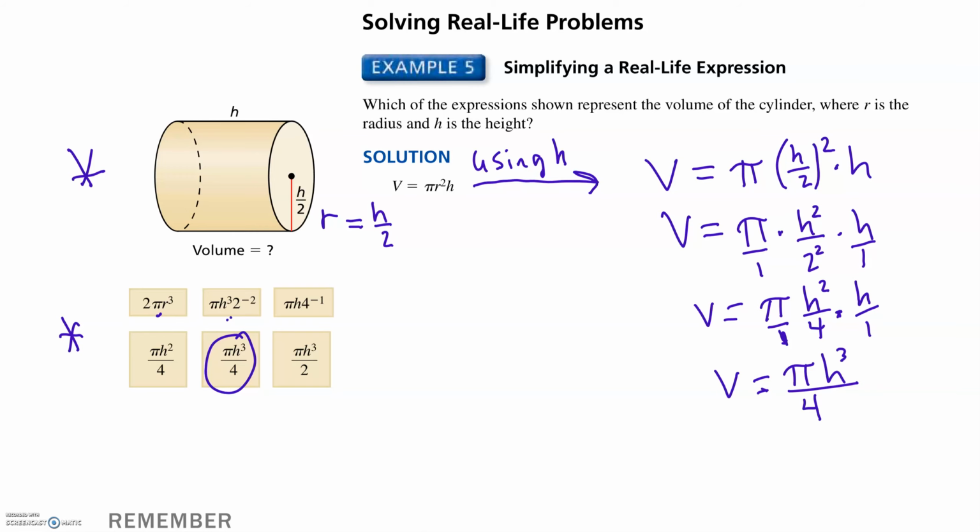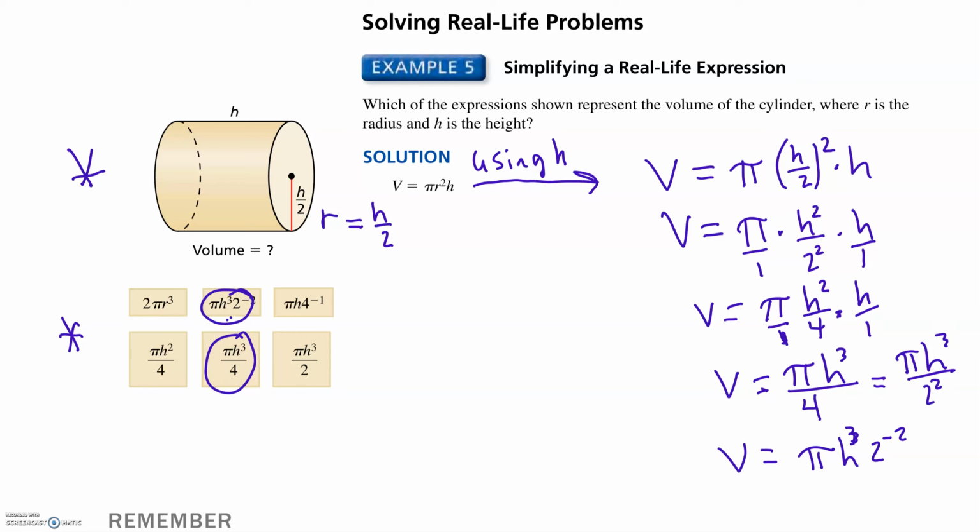I want you to remember that 4 is the same as 2 squared, and a 2 squared in the denominator is the same as a 2 to the negative 2. So that expression right there is also correct.